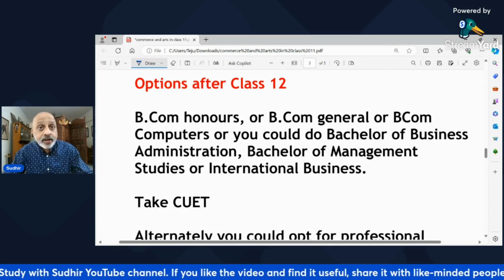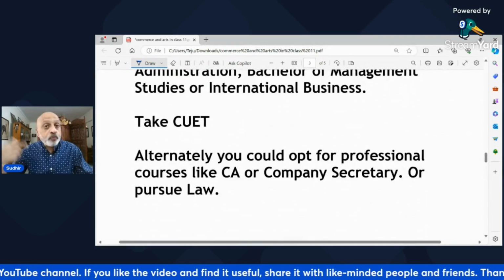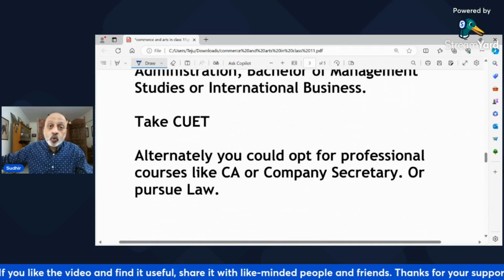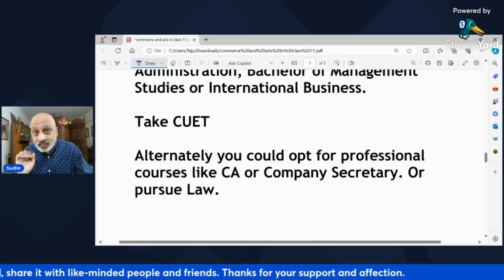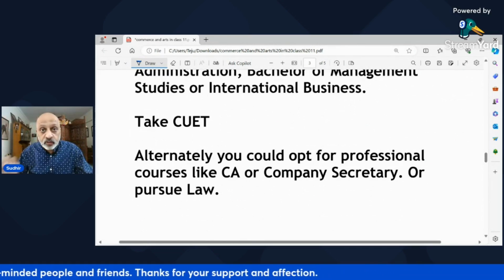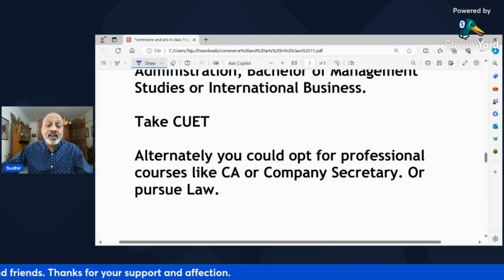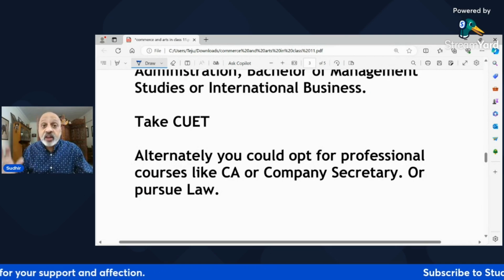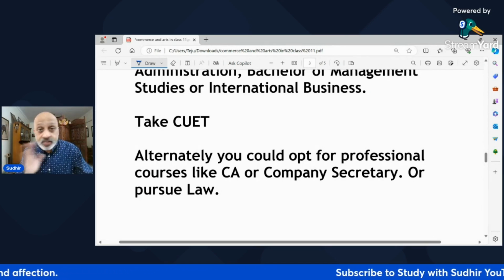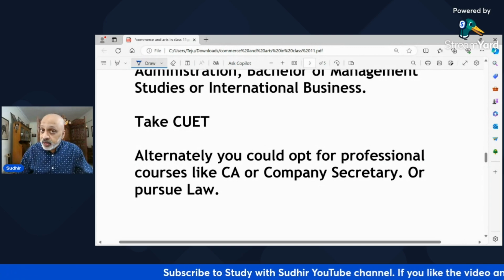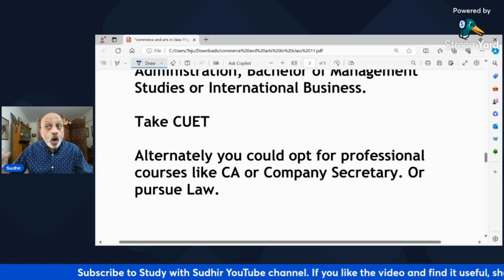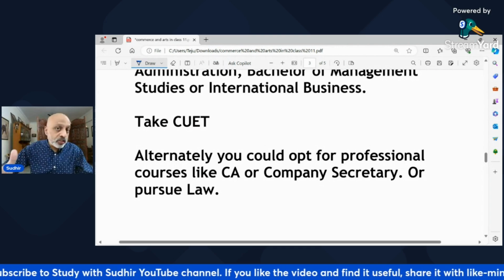Alternately, you can opt for professional courses. You can do coaching, or you can study yourself, get into chartered accountancy. That's a very long drawn out process. You need to give the first exam, then you need to give the second examination. It's a very, very tough examination. It's not easy to become a chartered accountant in this country, or company secretary. There are many such institutes which offer you study, or you can pursue law. So the choice is yours.